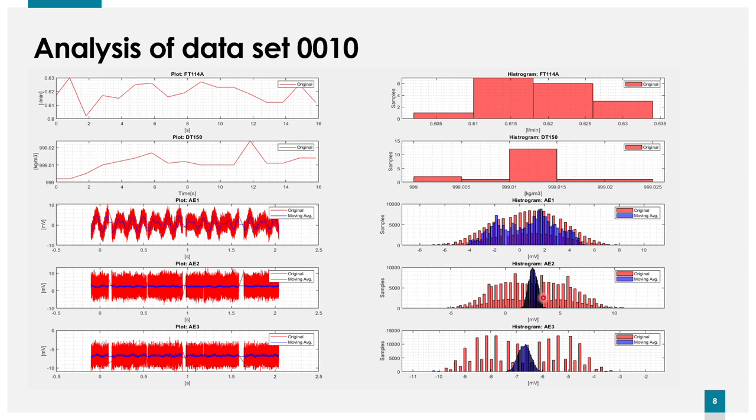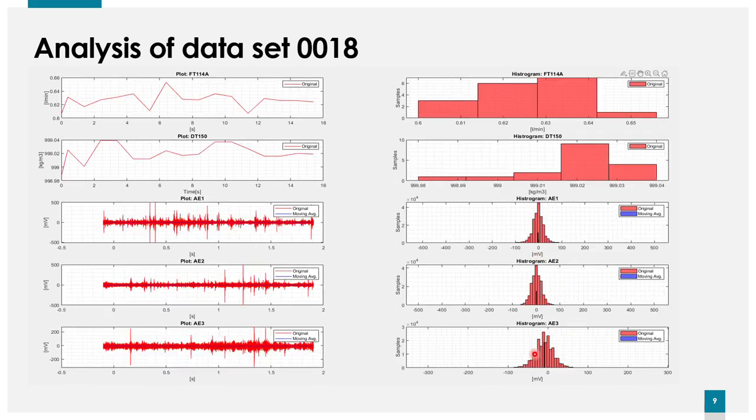If we look at the next dataset, number 10, we can say much of the same. The distribution of sensor 1 is maybe not a normal distribution, but it seems to have a little bit lower spread at least. But if you look at sensors 2 and 3, they look pretty close to a normal distribution after the moving average filter.